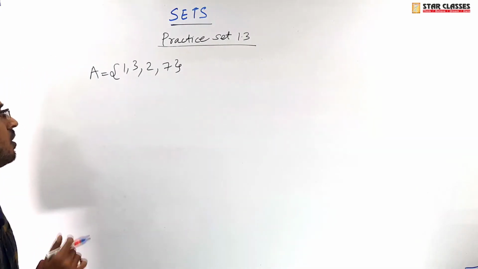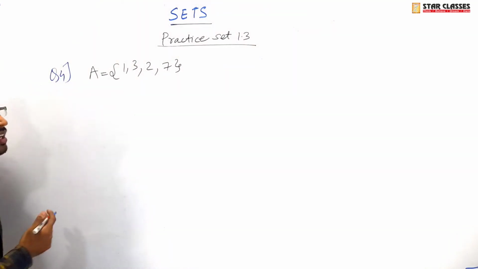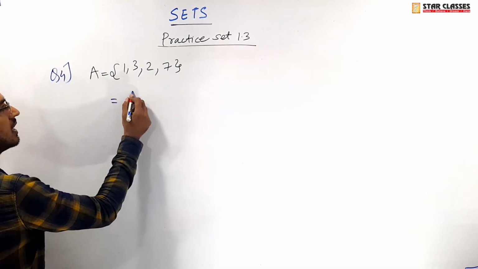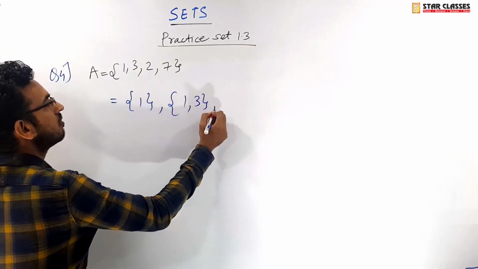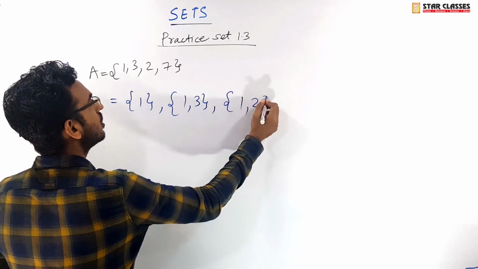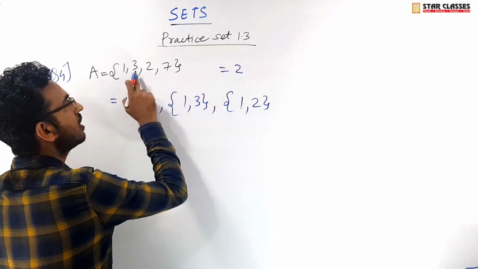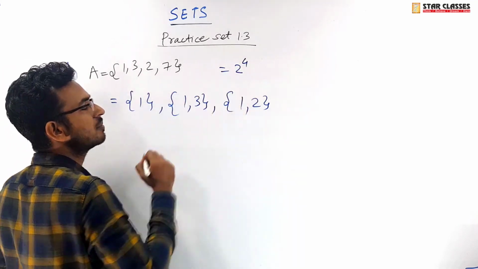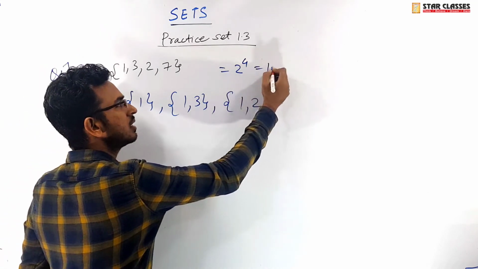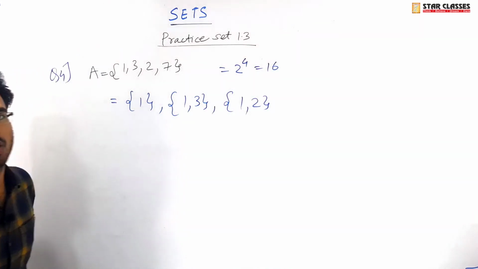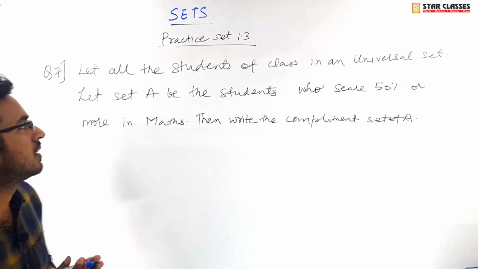Question number 4 is write any 3 subsets of A. So we can write subsets as 1, we can also write 1, 3, we can also write 1, 2. We have many subsets. How many subsets will be there? 2 raised to power 4 subsets will be there. So out of these 16 subsets, we can write any 3 subsets.